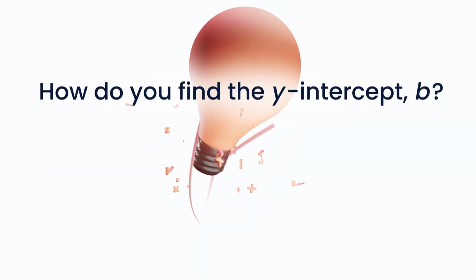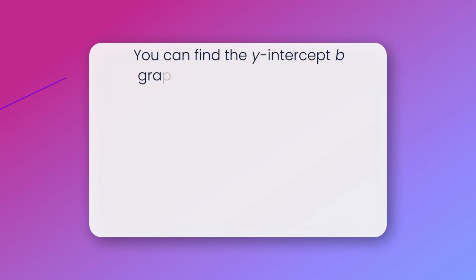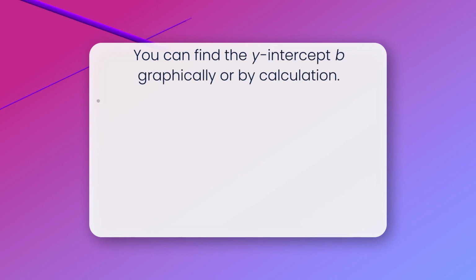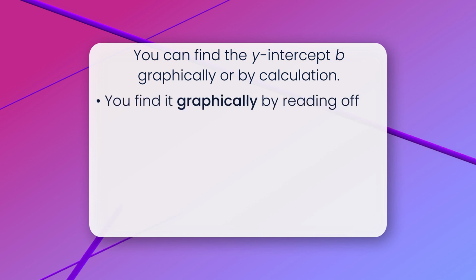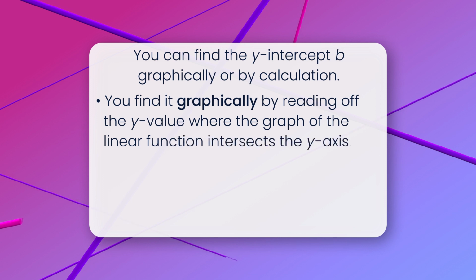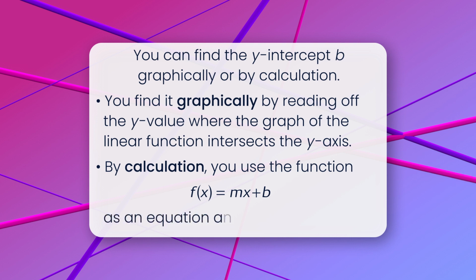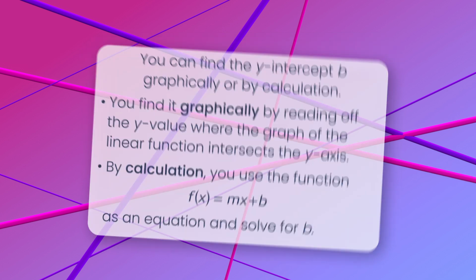How do you find the y-intercept, b? You can find the y-intercept, b, graphically or by calculation. You find it graphically by reading off the y value where the graph of the linear function intersects the y-axis. By calculation, you use the function f of x equals mx plus b as an equation and solve for b.